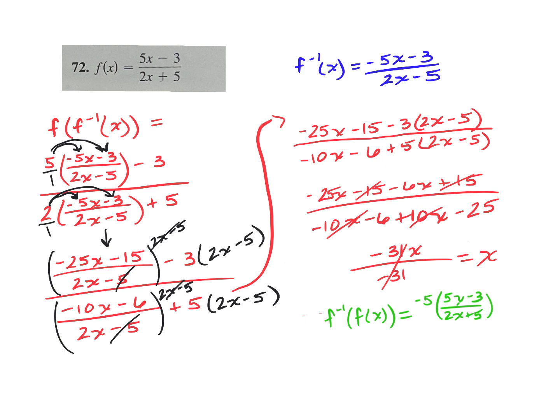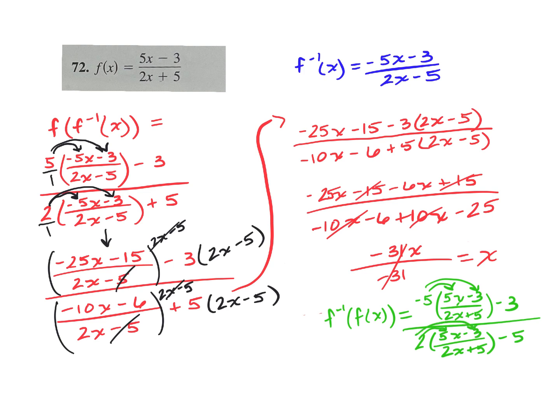And then we have to subtract 3 from that. And then on the bottom, you're going to have 2 times that same fraction, 5x minus 3 over 2x plus 5. And then that's going to be minus 5. And then from there, it's just algebra. Distribute the negative 5 through on the top and distribute the 2 through on the bottom.